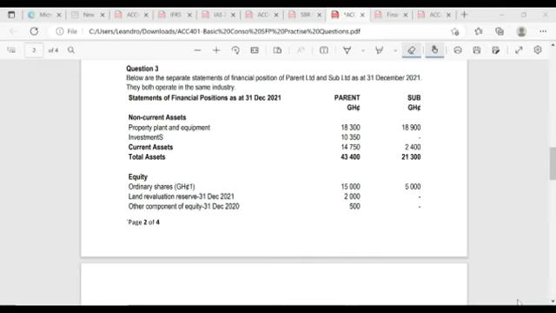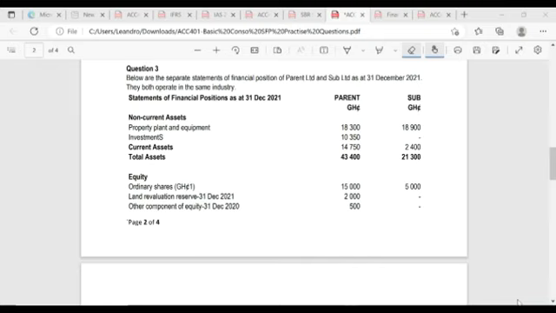Below are the separate statements of financial position of Parent Limited and Subsidiary Limited at 31 December 2021. They both operate in the same industry. So you have the financial statement. Anytime you get a financial statement, ladies and gentlemen, pay attention. Look at what is there.